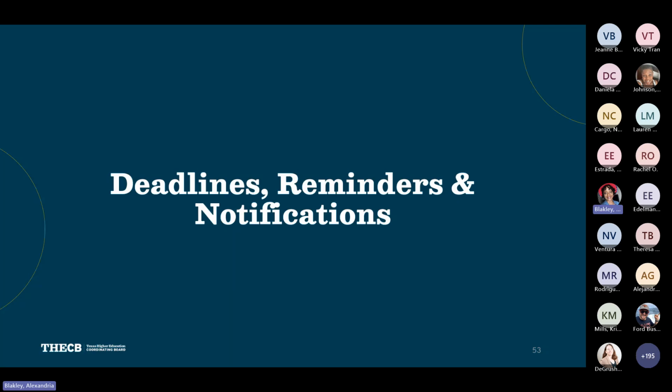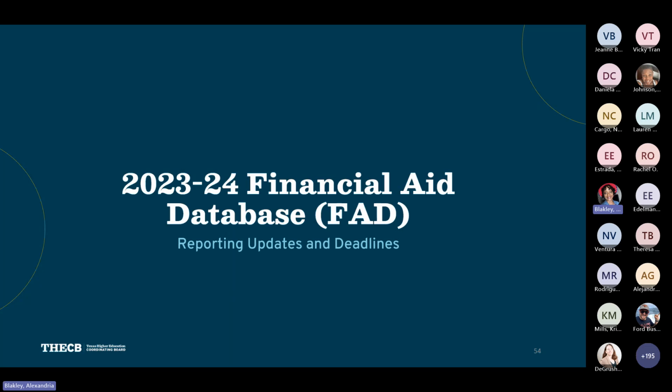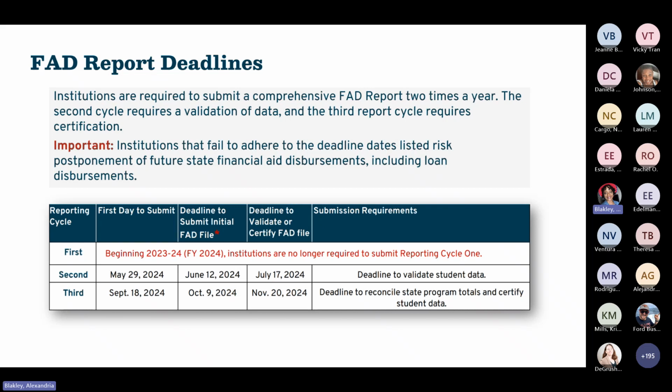Now, at this time, we'll go over some deadlines, reminders, and notifications, and we're going to start with the updates and deadlines to our 23-24 financial aid database. Institutions are required to submit a comprehensive FAD report 2 times a year.